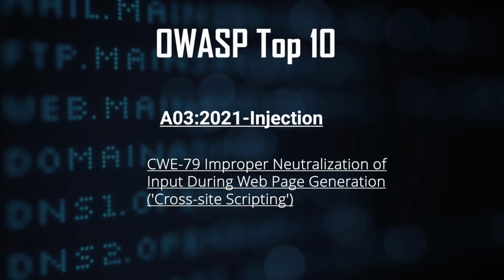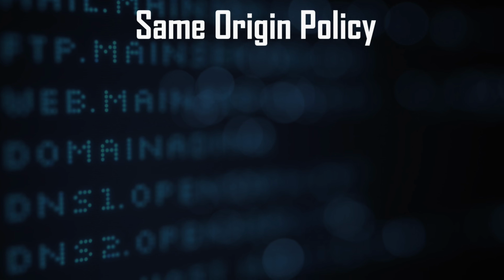So you might be asking, where does this lie on the OWASP top 10? It comes under A03, the injection category. The CWE for this vulnerability is 79, which is improper neutralization of input during web page generation. So if it's under the injection category of OWASP top 10, why is it not called JavaScript injection instead of cross-site scripting? In order to understand that, you need to know the concept of same origin policy.